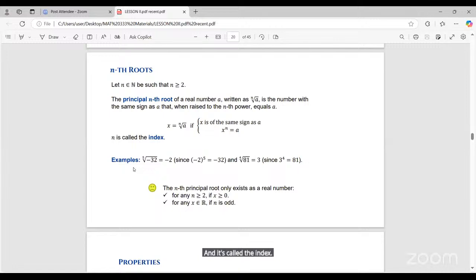Now let's look at the example. We have the fifth root of minus 32. Raised to the power of 5, it equals minus 2, since minus 2 to the power 5 is equal to minus 32. We have this to be equal to minus 2.